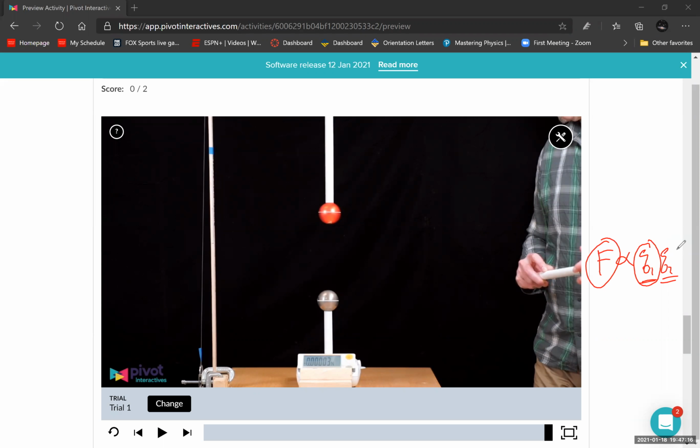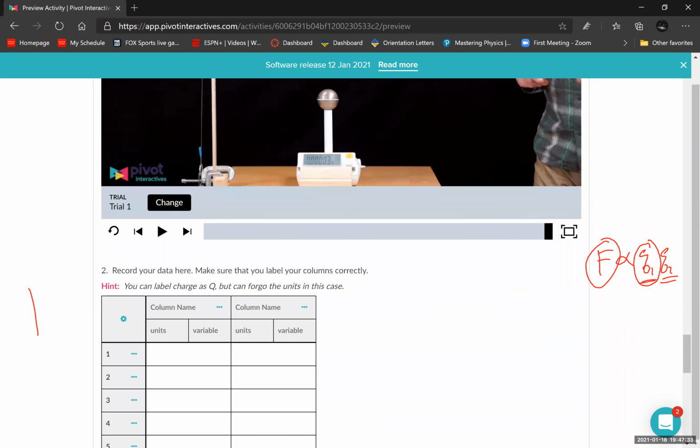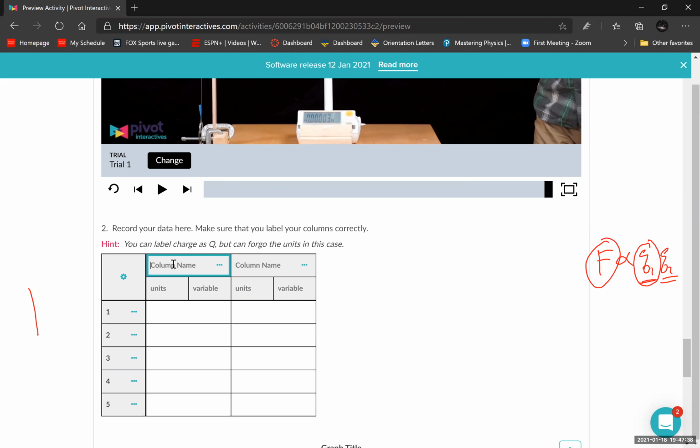Now, remember what we talked about right before the experiment, that every time we charge and uncharge, it loses its charge by a factor of 1/2. Let's say we start with 100. That means if I come back here and take experimental data, this is going to be a charge. Charge has units of coulombs, and I can just say Q for the charge, and then this is the force, which is units of newtons, and variable F. So I'm starting with 100, and then we do it again, but the second time it loses its charge by a factor of 1/2. That means it's going to be 50. Then it's going to be 25. Then half of that, 12.5, and so on and so forth.